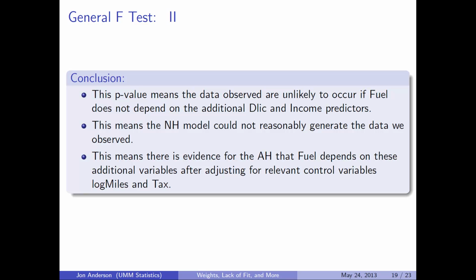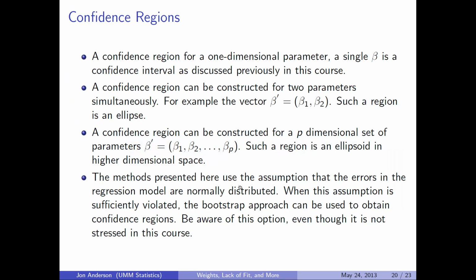And we make our conclusion. A small p-value means the data we've observed is really unlikely to ever happen under the null hypothesis conditions. It means that we've got evidence to doubt the null hypothesis and support the alternative, that the additional variables of DLIC and income are really helpful in explaining fuel consumption, even after we've adjusted for log mileage and tax. And there we get the right interpretation for this F-test.